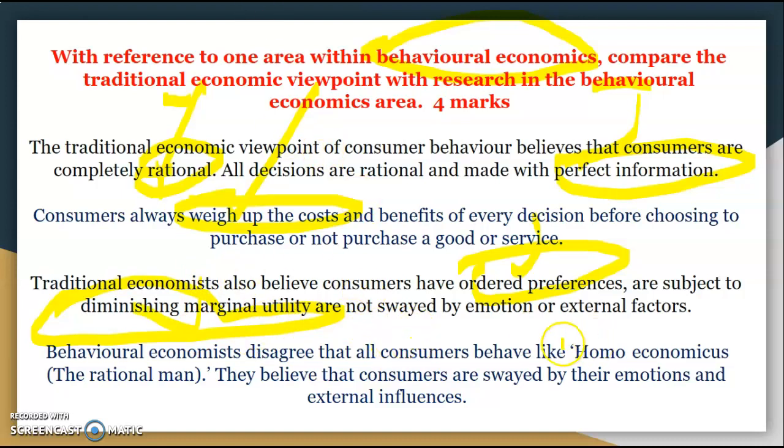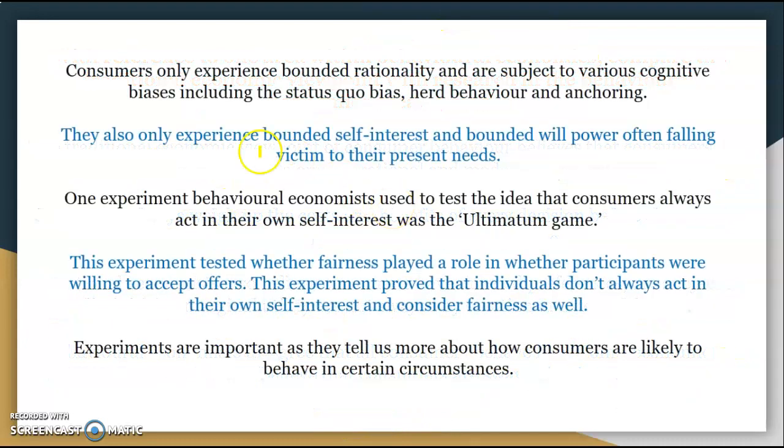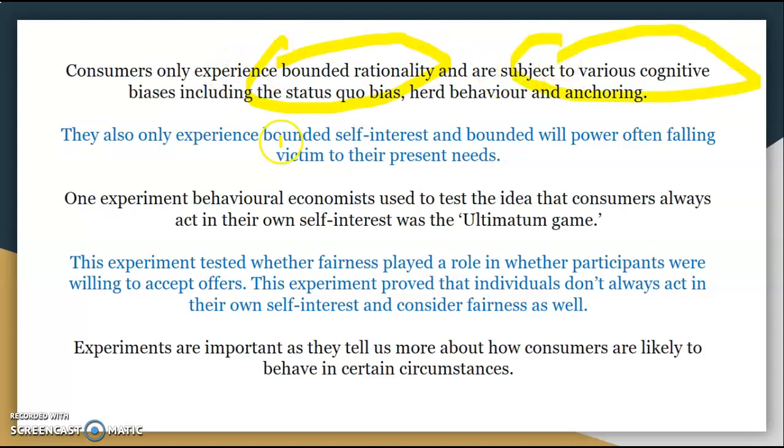Whereas behavioral economists disagree with this idea of homo economicus and believe that people are actually swayed by their emotions and external influences. So consumers only experience bounded rationality and are subject to various cognitive biases like herd behavior and anchoring, etc. They also have bounded self-interest and bounded willpower. So behavioral economists actually use experiments to see how people actually behave. Like the ultimatum game showed that people often act to be fair, rather than just in their own self-interest, and they care about other people, not just their own selfish desires.